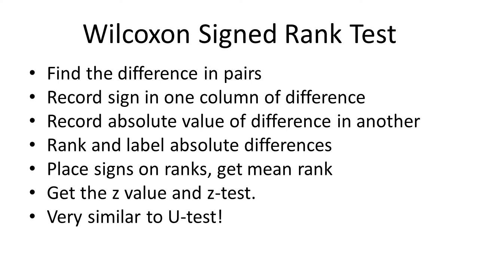But to do this, basically find the differences again, record the sign in one of the columns, and then record an absolute value of the difference. So basically you keep track of whether it was a positive or negative difference, and then what the actual value was. Then you're going to rank and give a rank label to all those absolute differences like we did before with the U-test. And then you're going to place those signs that you saved on those ranks. And then you get the mean ranks, and then you get the z-value from that and the z-test. It's actually pretty similar to the U-test.